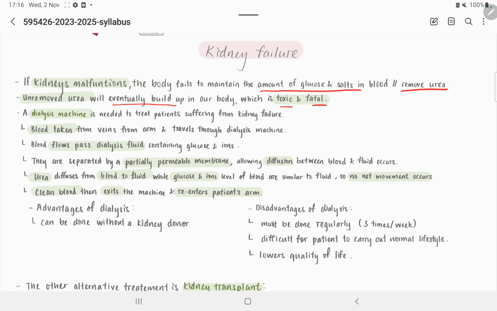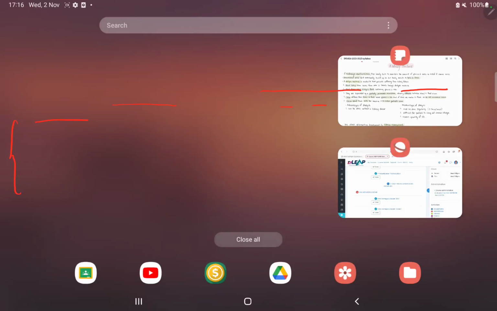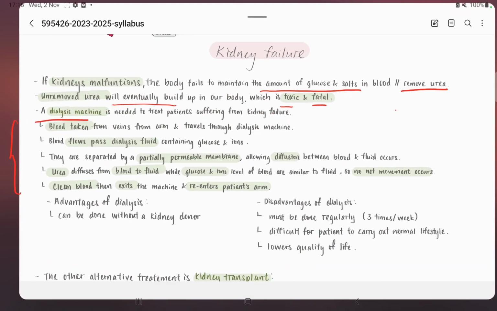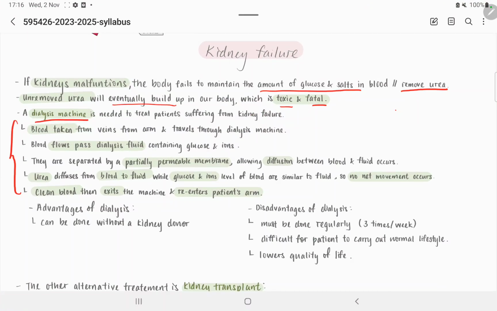So we have a few kinds of treatment for kidney failure. The first method is dialysis. We use the dialysis machine to treat these kinds of patients. When they ask you to describe it, you can use these few points. First point, blood is taken from the veins in the arm.